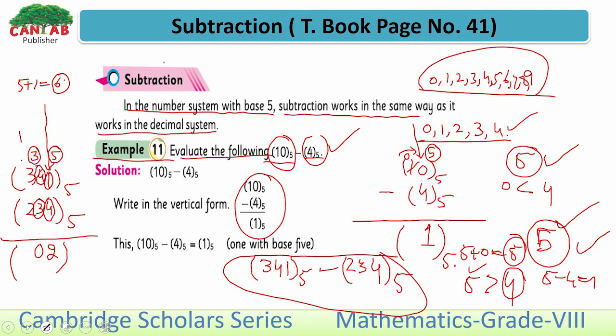Now perform subtraction in third column. 3 minus 2, that is equal to 1. So we have 1, 0, 2 with base 5. This is your answer. Students, now come to the exercise.